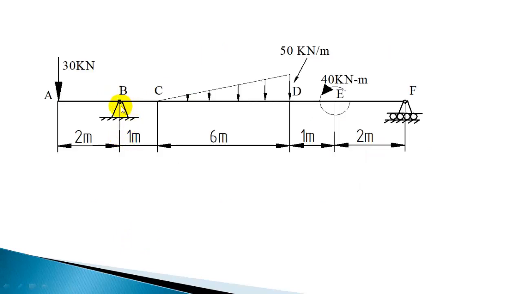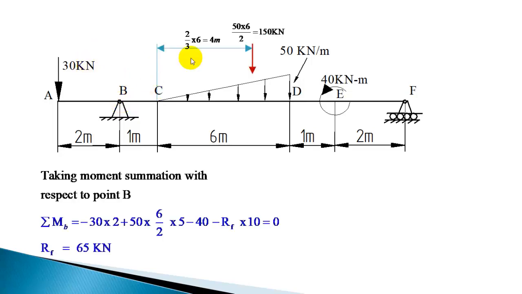Now to find out the support reactions, we have to take the moment summation with respect to point B. You cannot take it with respect to point A, since if you take moment summation with respect to point A, both the reactions will come into the equation. So while taking the moment center, you have to choose one of the supports. Taking the moment summation with respect to point B, we will get the moment of this 30 kN as minus 30 into 2. This is producing an anti-clockwise moment with respect to B.